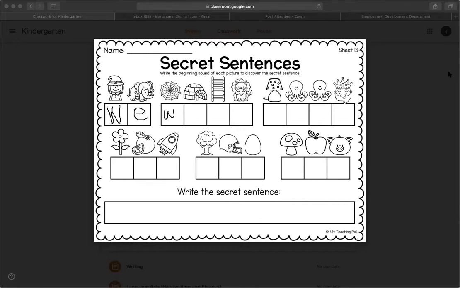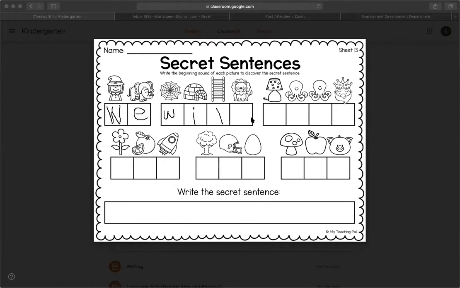Now, Gavin, can you tell us what the next picture is? Igloo. And what sound does igloo make? I. So we're going to write a lowercase i. Now, Kyra, can you tell me what the next picture is? Ladder. And what beginning sound does ladder make? L. So we're going to write a lowercase l.